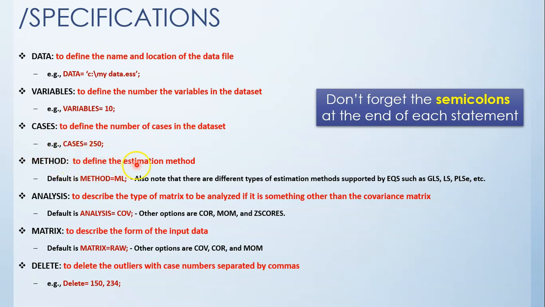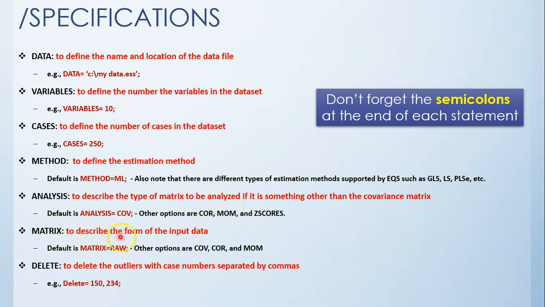Method is used to define the estimation method. The default is maximum likelihood, as you can see here, but there are some other possibilities. A few of them have been listed here. Analysis is used to describe the type of matrix to be analyzed if it is something other than the covariance matrix. Therefore, covariance is the default, and there are other options such as correlation or moments.